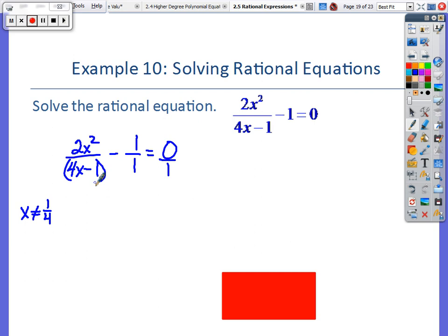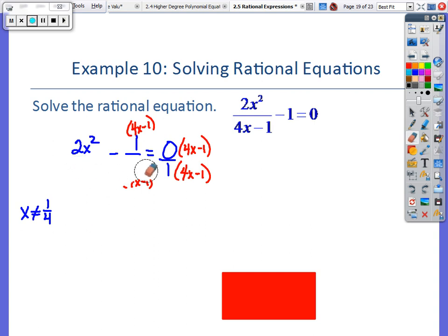From there, I want to create common denominators. So what I'm going to do is I need a 4x minus 1 here, and a 4x minus 1 there. And we need the same thing there. And that really doesn't change anything, but we do it anyways. So now notice all the denominators are the same. What can we now do with rational equations? You can't do it with expressions. With equations, though, you can use the Snoop Dogg rule and say, now I can go ahead and drop the denominators. Once they're all the same, they can just vanish.